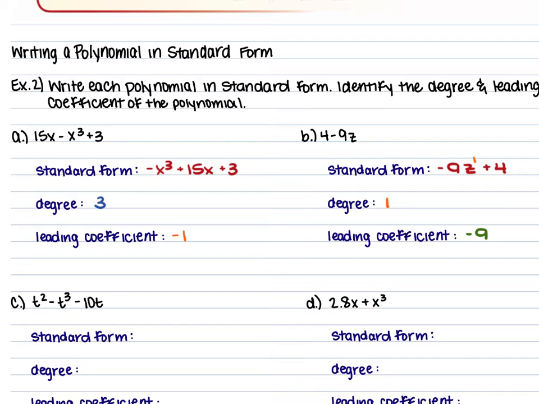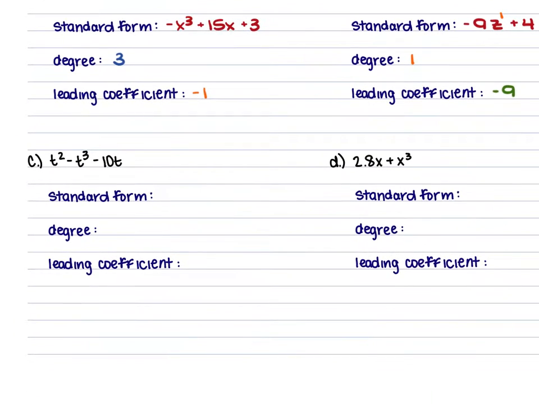For example C, we have t squared minus t cubed plus 10t. So the highest powered term goes first in standard form. So that's going to give us a negative t cubed. Next we have t squared, so it's a positive t squared. And lastly we have that positive 10t. Your degree for this is the highest power, which is 3. And then your leading coefficient is the coefficient, or the number in front of that t cubed, which is negative 1.